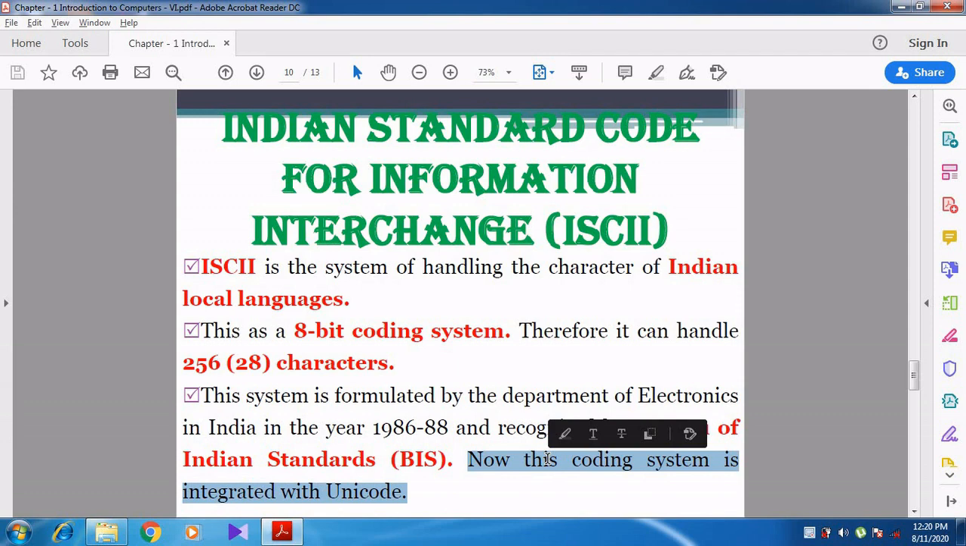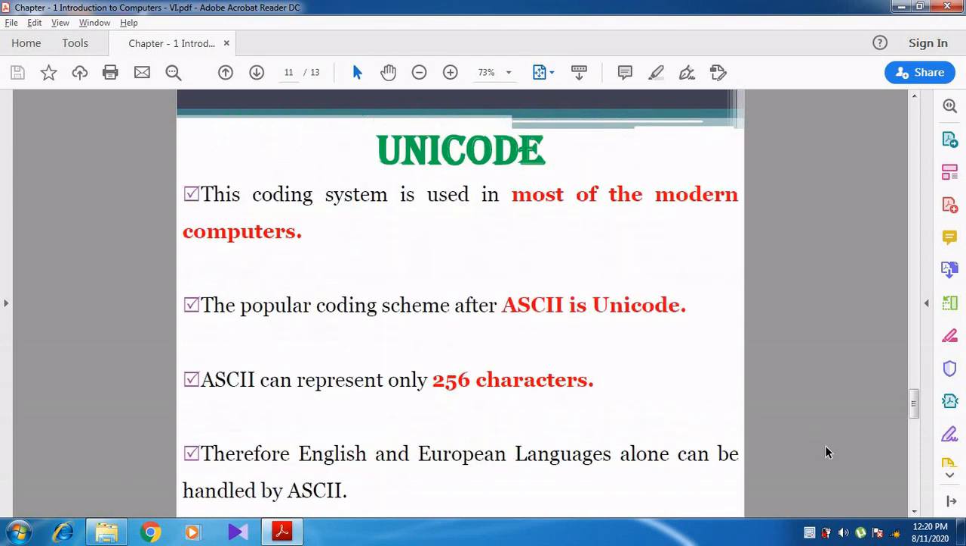This particular system was developed for the Indian local languages such as Assamese, Gujarati, Oriya, Malayalam, Telugu, and Tamil also, as I told you. It can handle 2 power 8, so 256 characters. It is formulated by BIS, the Bureau of Indian Standards, and was developed in the years 1986 to 1988. And then the last encoding system is Unicode.